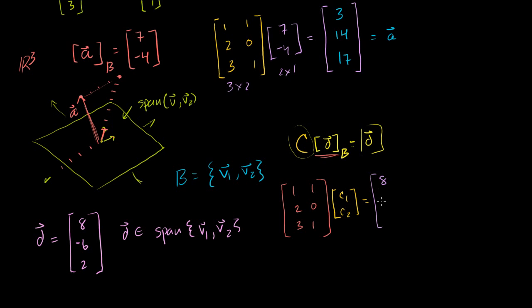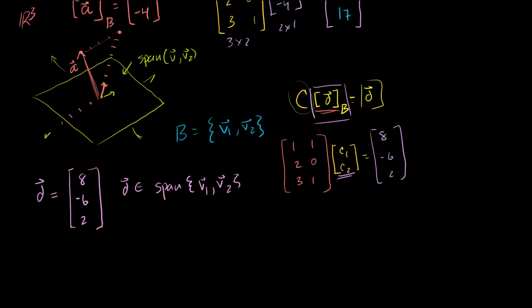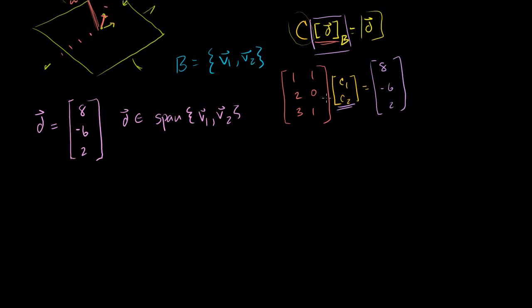So we have 8, minus 6, 2. And so if we figure out what this vector is, we've figured out what the representation or the coordinates of D with respect to B are. So let's solve this. To solve this, we can just set up an augmented matrix.